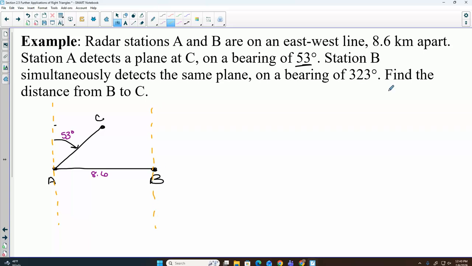Okay, my bearing, again, I only gave you a single degree. So that's saying from due north all the way around. This is 323 degrees. Find the distance from B to C. So I am looking for this side.